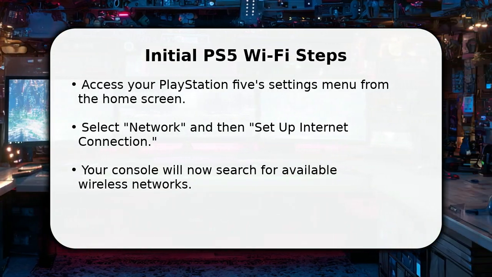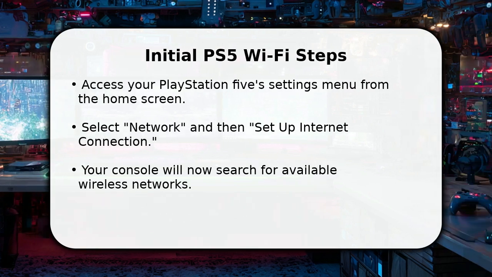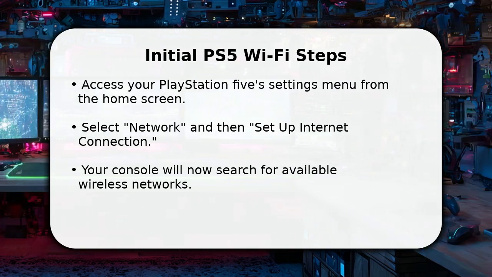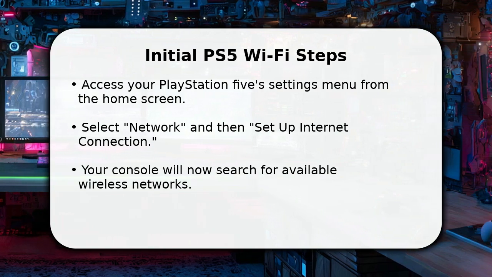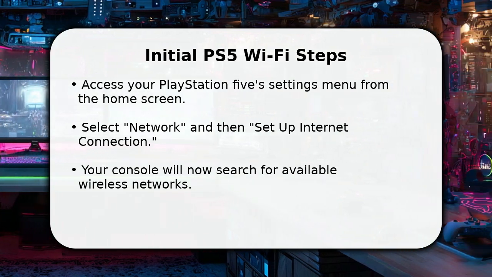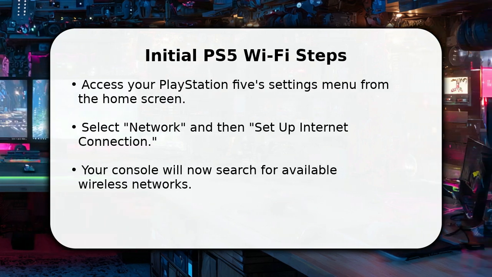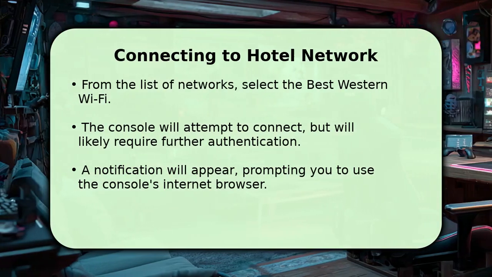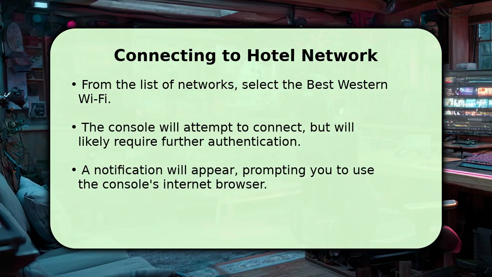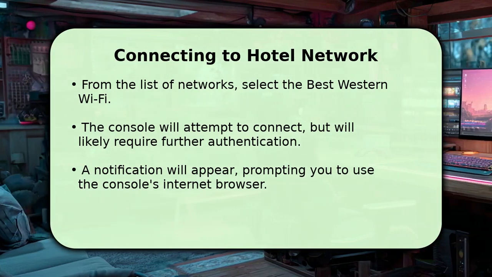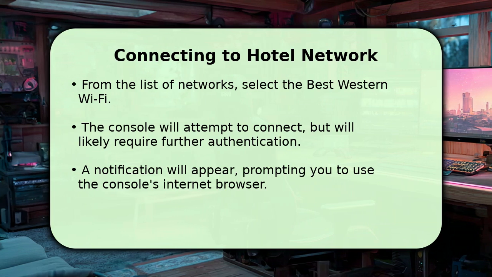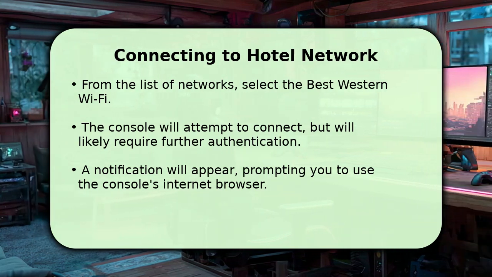The PlayStation 5 will automatically begin scanning for available wireless networks in your vicinity. Ensure you have your room number and the last name associated with your reservation ready for the upcoming login process. After scanning, you should see the Best Western network name appear in your list of available connections. Select this network, and your PlayStation 5 will attempt to connect.